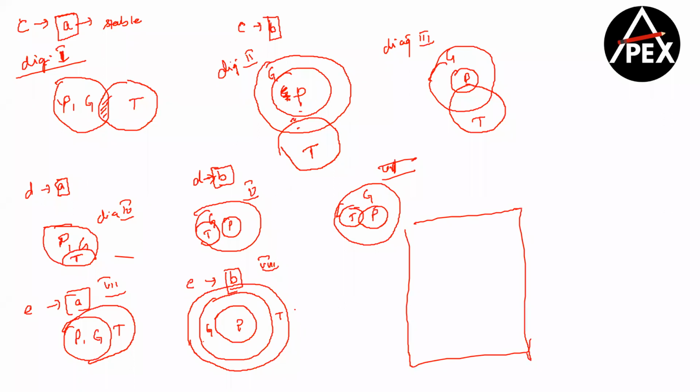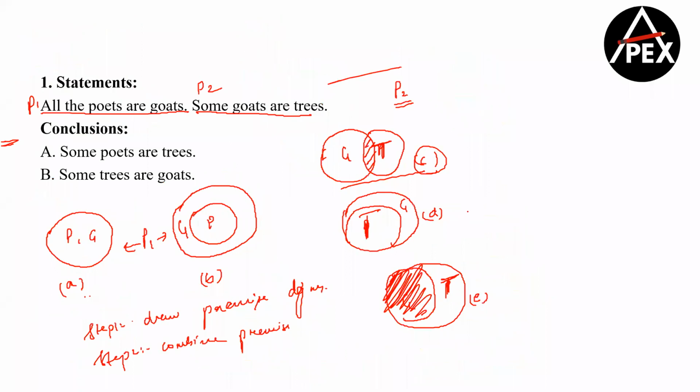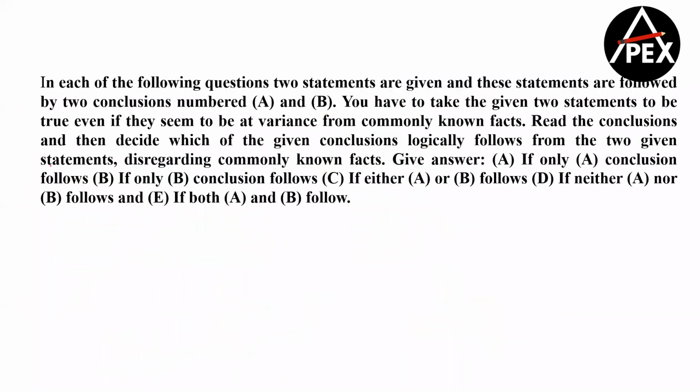Step 3 is very simple. Step 3 is validate all diagrams. What do I mean by validating all diagrams? See, I have 8 diagrams, so I'll make 8 rows, 1, 2, 3, 4, 5, 6, 7, 8. And these will be my columns, 3 columns. Why? Because I'm looking at 2 conclusions, A or B. What's my first conclusion? Some poets are trees.